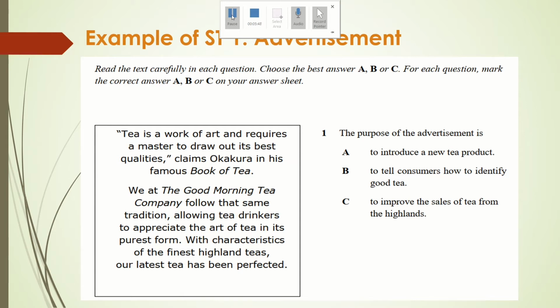So basically if we look here with characteristics of the finest highland teas, our latest tea has been perfected. So our latest here means the newest product that they have. The newest product here has been perfected, so they want to introduce to the reader that this advertisement has the tea for new tea drinkers. So the answer is A.